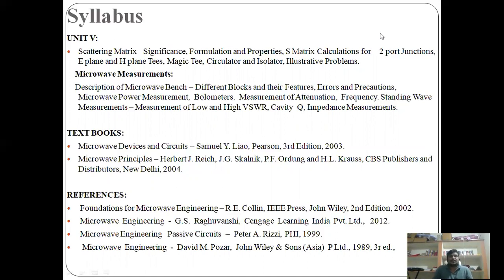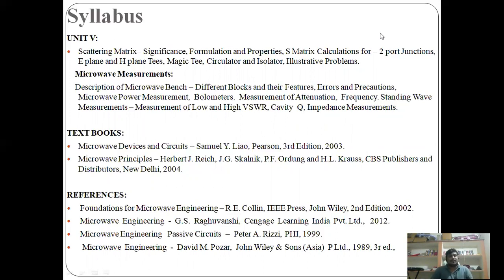So for higher frequency applications, we use the scattering matrix, S parameters. We'll start with understanding the significance of the S matrix, its formulation and properties, and the calculations for two-port, three-port, or four-port junctions. We'll start with two-port junctions. Like in the second chapter, we discuss the passive components: E-plane and H-plane T, magic T, circulator, isolator. Whatever components we discuss, we'll analyze using S parameters.